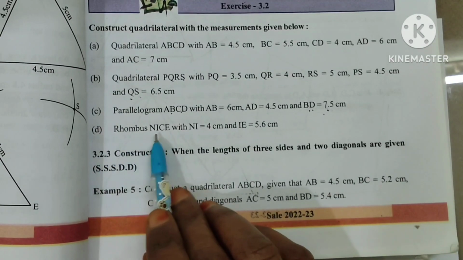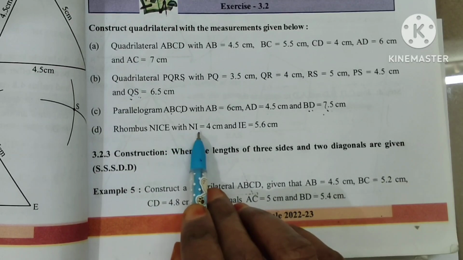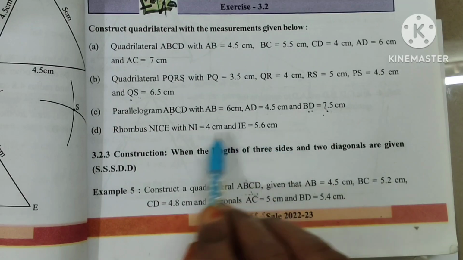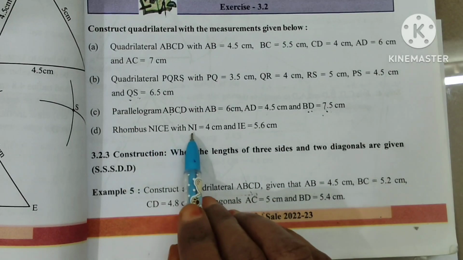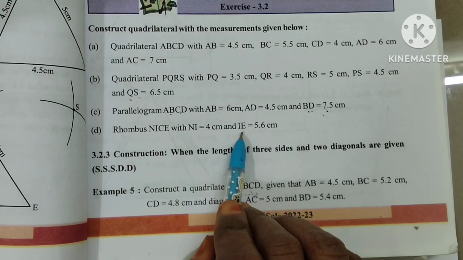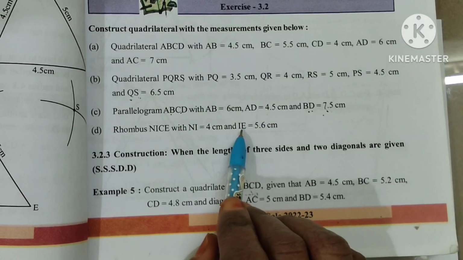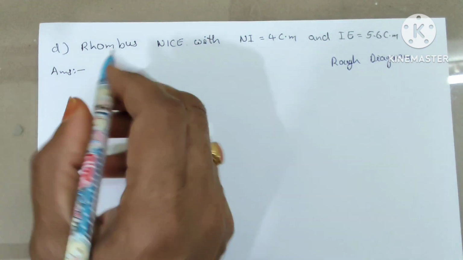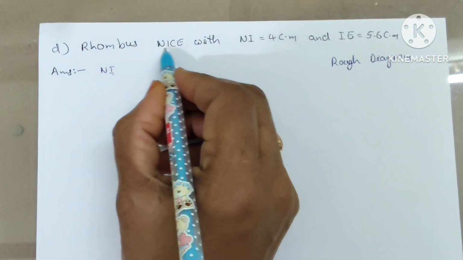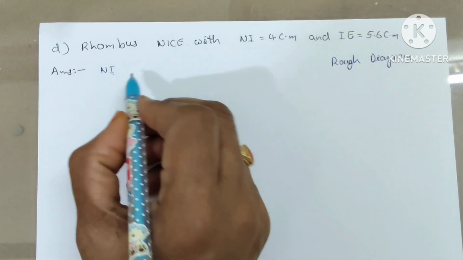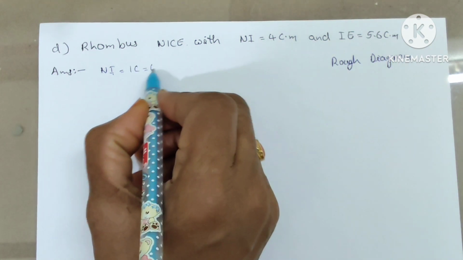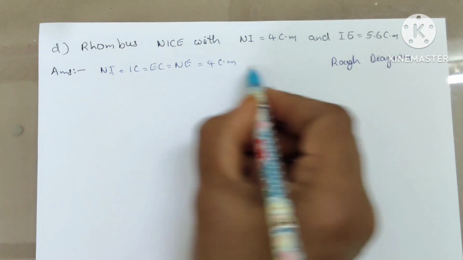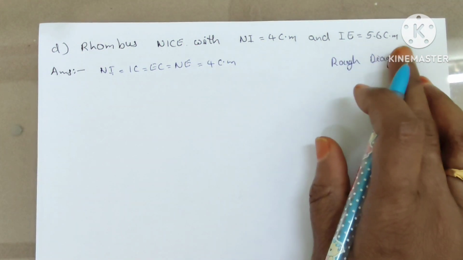Next, rhombus NICE, in which NI equal to 4 centimeters, IE equal to 5.6 centimeters. Here one side and one diagonal are given, so we draw the rhombus. In a rhombus, 4 sides are equal, so that's why one side is given. The 4 sides NI, IC, EC, EN are equal: NI equal to IC equal to EC equal to NE, equal to 4 centimeters. Now IE is equal to 5.6 centimeters.